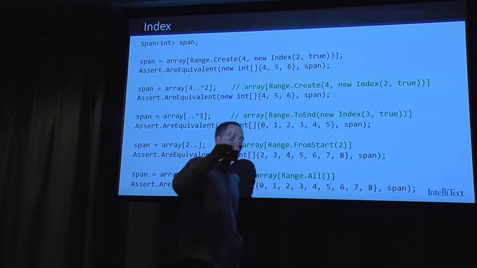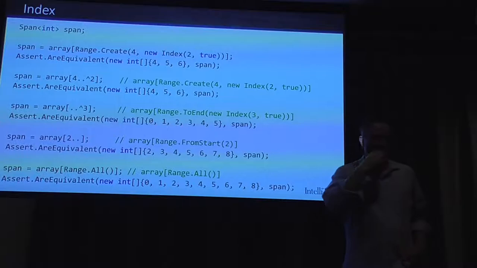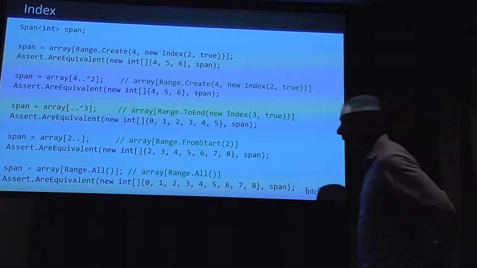Yes? So for this syntax, I like it, but would it work on an enumerable, on something that doesn't implement indexing on its own? It will not. So the question is, will this work on an enumerable? If there's no index operator, it won't work. As far as I can see, there would be no way to add it as LINQ does, right? Right now we do. So the question is, as far as I can see, there's no way to add it, and the answer is, hold that thought.